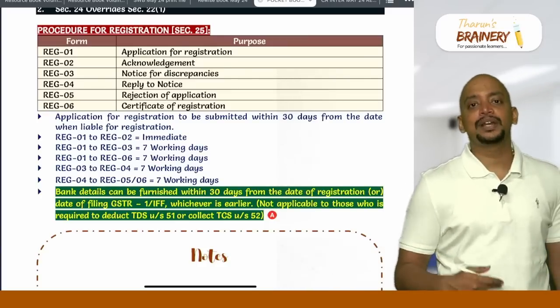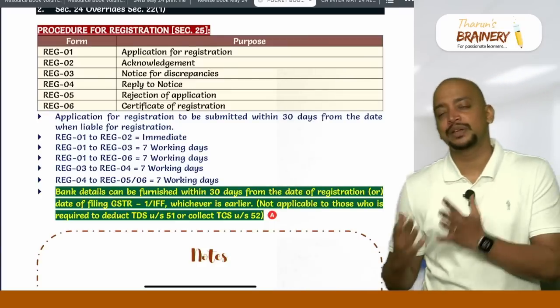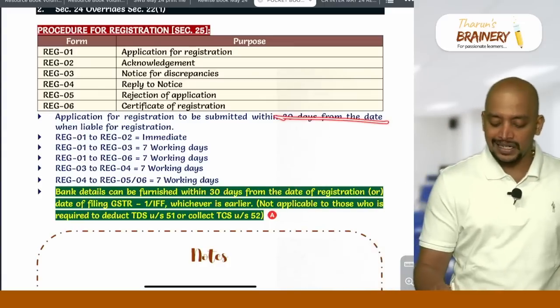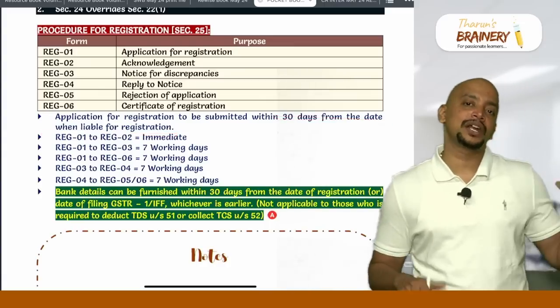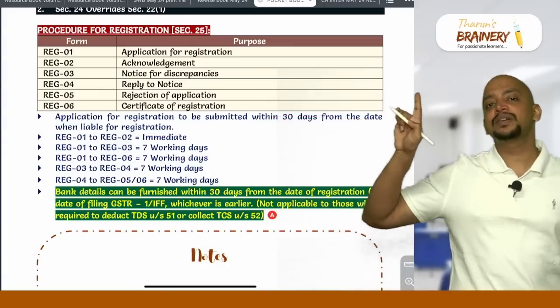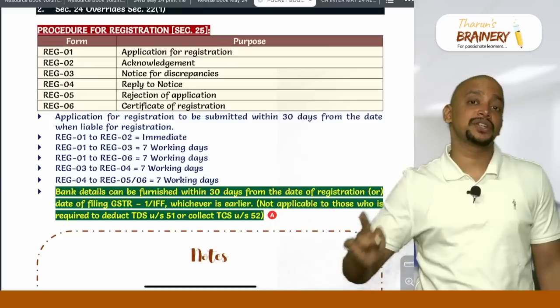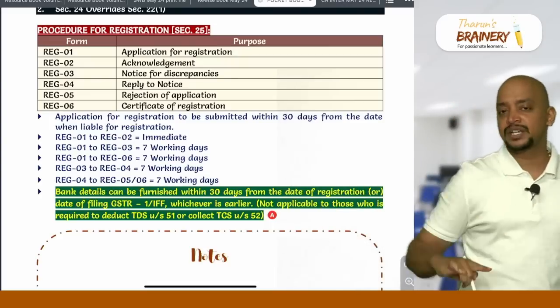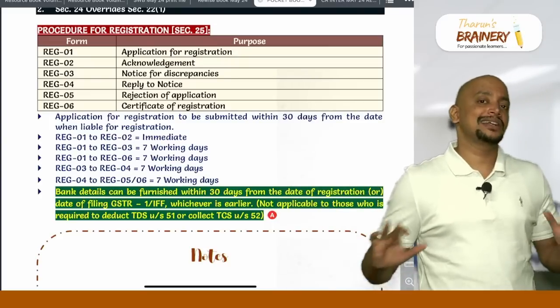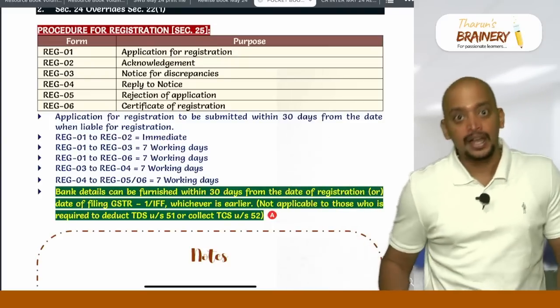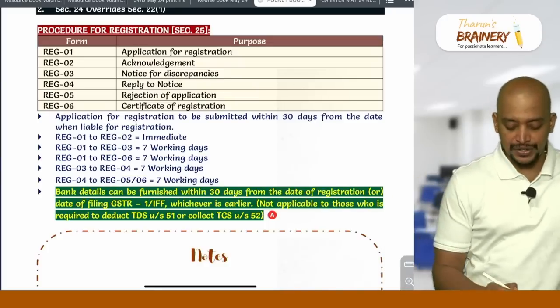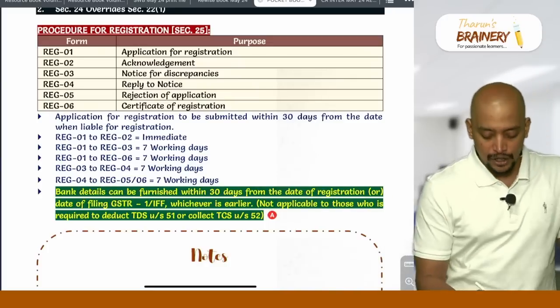Now once you make an application for registration, what is the time limit for making the application? Within 30 days from the date when a person is liable to get registered. Whereas in case of CTP and NRTP, they need to make the application at least 5 days before commencement of business. Otherwise, generally 30 days from the date you are liable to get registered. And once you make the application, immediately you will get the acknowledgement.